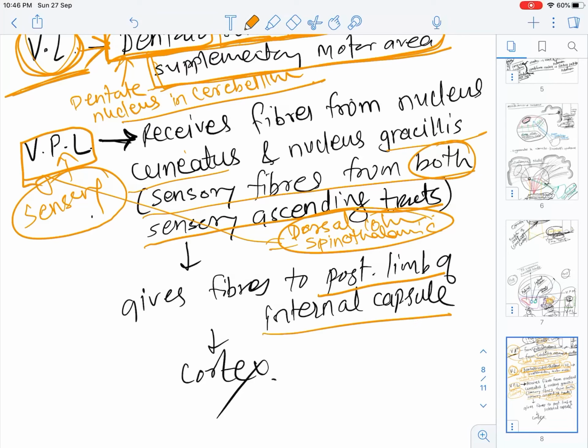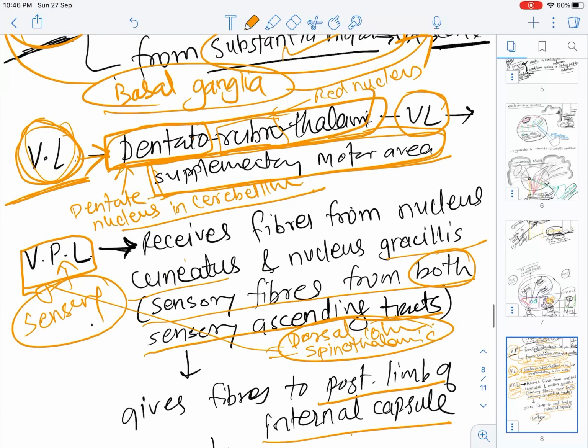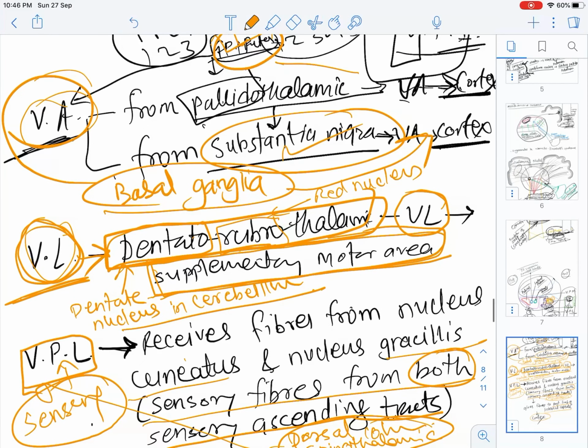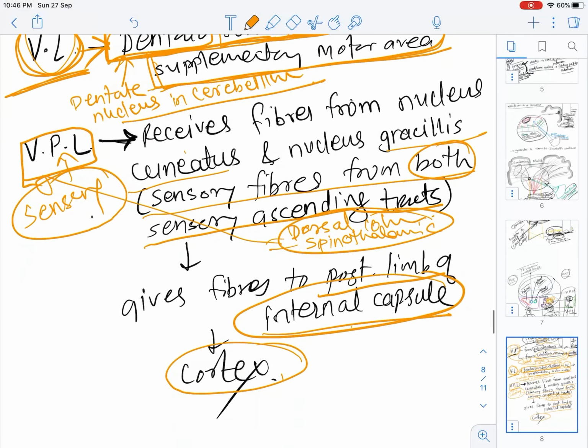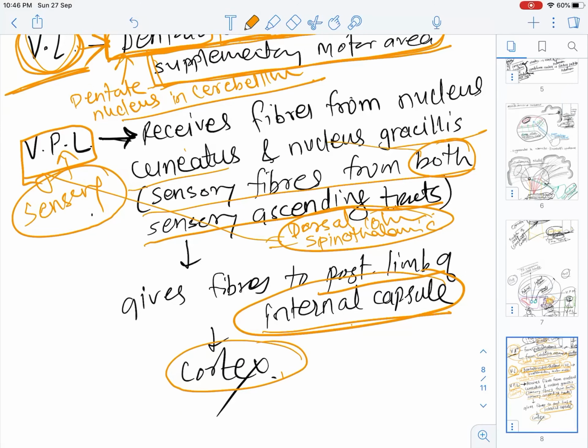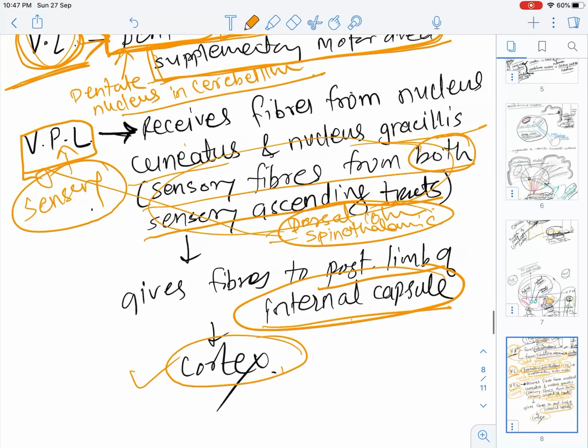Then after VPL, what does it do? It gives fiber to the posterior limb of the internal capsule. Through the internal capsule it will go to the cortex. So ultimately, in the ventral anterior, fibers were going directly to the cortex, but in the VPL, fibers will first go to the internal capsule. As I said earlier, these tracts, whether sensory or motor, go to the cortex only after the thalamus and the internal capsule.